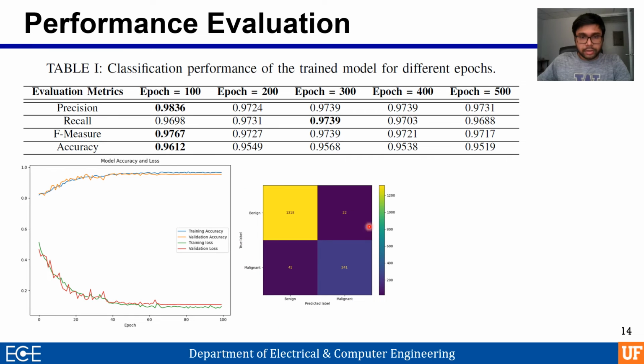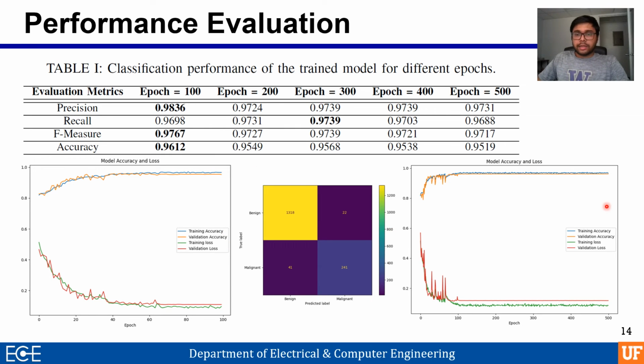The classification shows that around 1318 were detected as benign, and 241 were detected as malignant. So there were around 1612 testing images, and this is the accuracy and loss curve for epoch number 500.